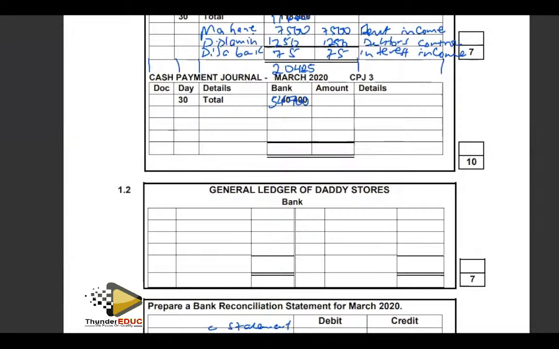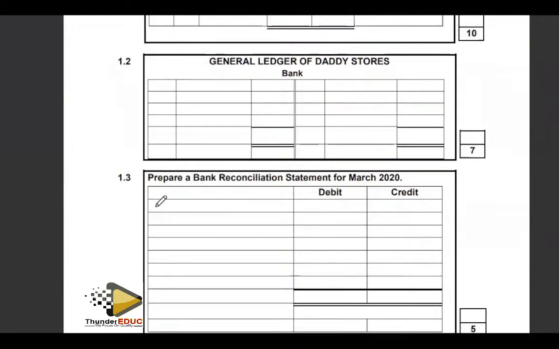Sorry for that. We are going to come down here, and we say credit balance as per banker here. We are going to say credit balance as per bank statement. Okay, credit balance as per bank statement.